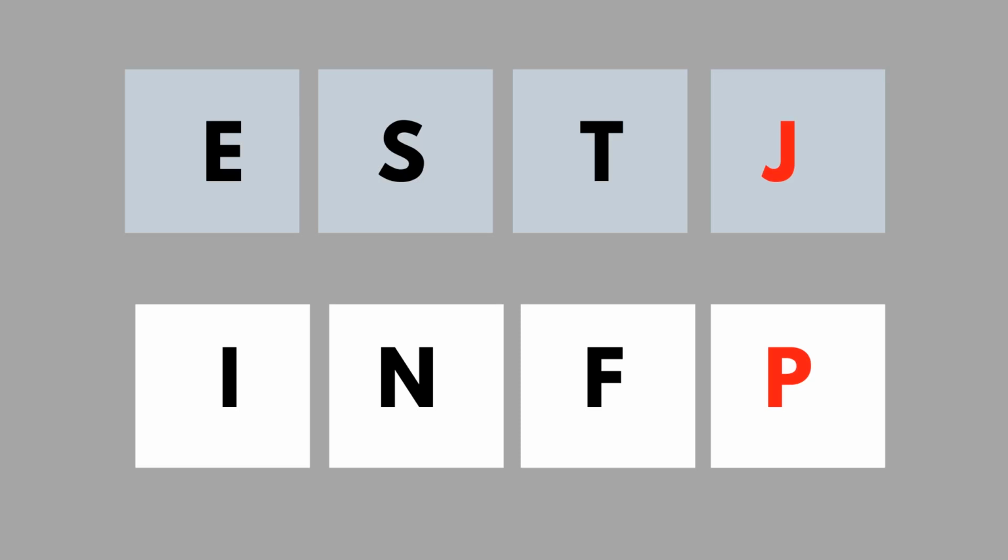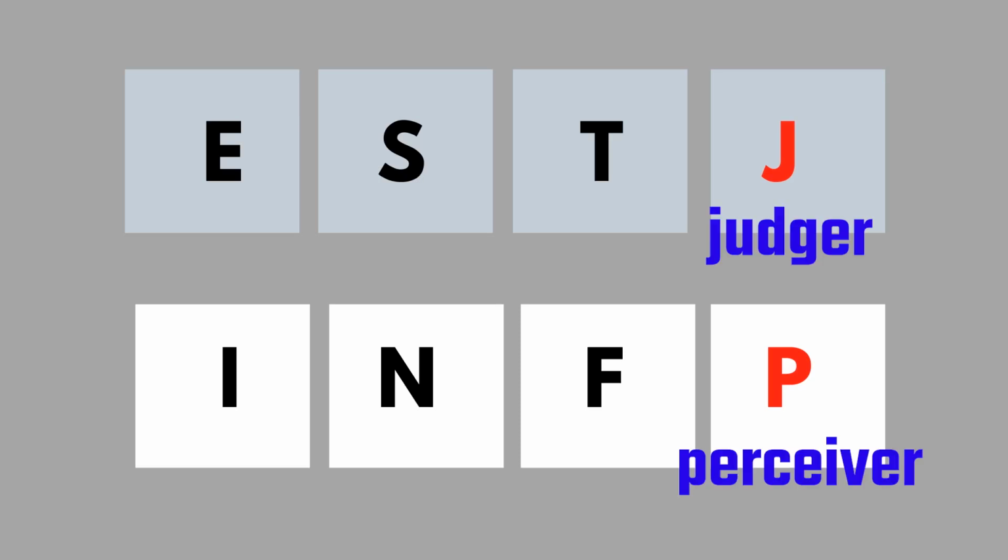Finally, we have the J and the P in the final box of the MBTI profile. If you have a J in your MBTI profile, it shows that you are a judger. And if you have a P, it shows that you are a perceiver.